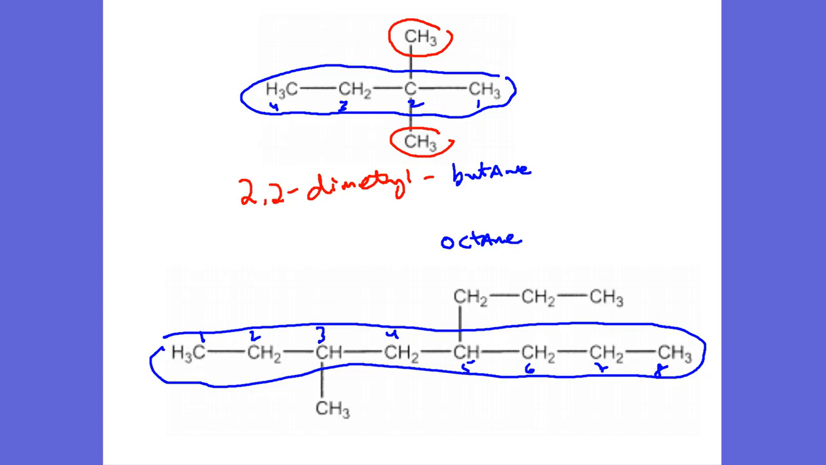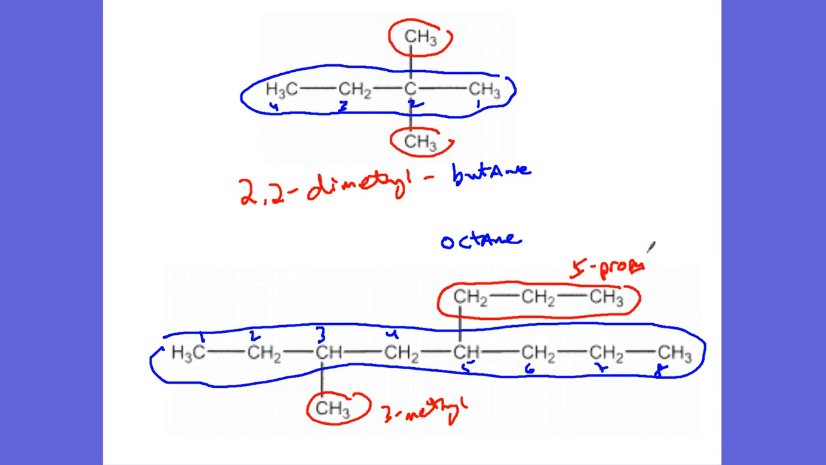So here are my carbons. I numbered my carbons. My methyl group's coming off of my third, so that's going to be 3-methyl. Now what's coming off of this 5th carbon? I have 3 carbons. So that's a propyl. That's going to be 5-propyl. Which one's lower in alphabetical order? The methyl's lower. So I'm going to call it 3-methyl 5-propyl octane.